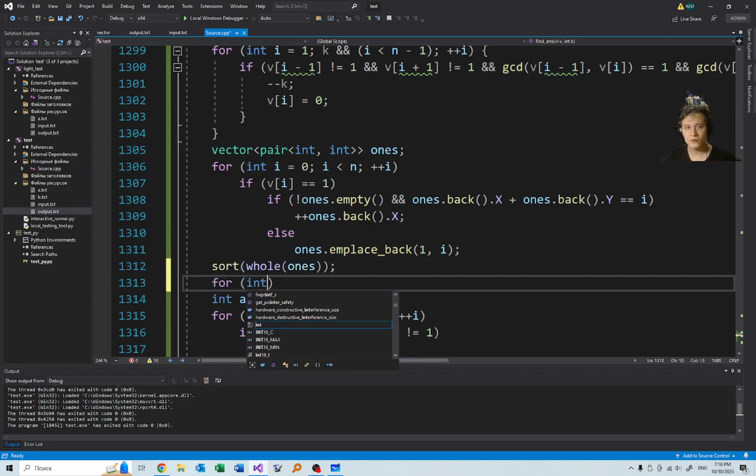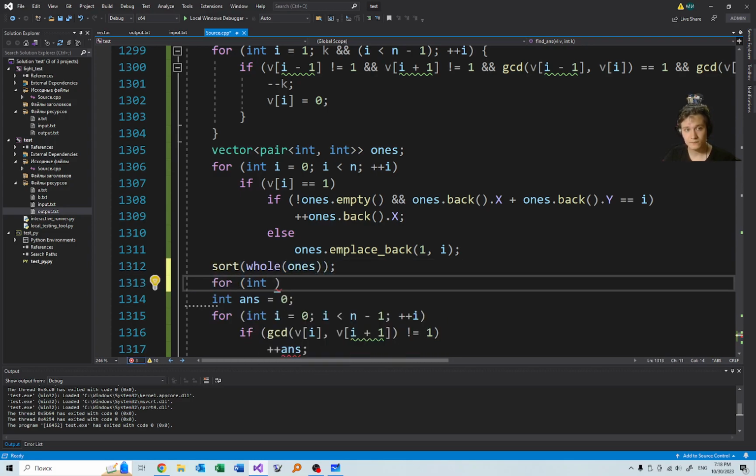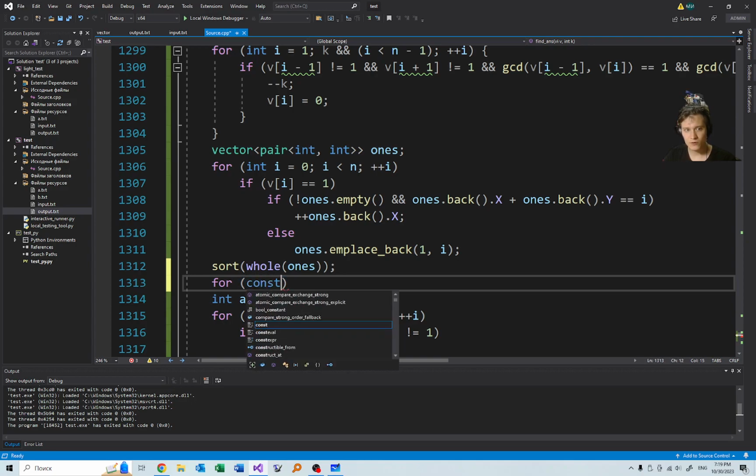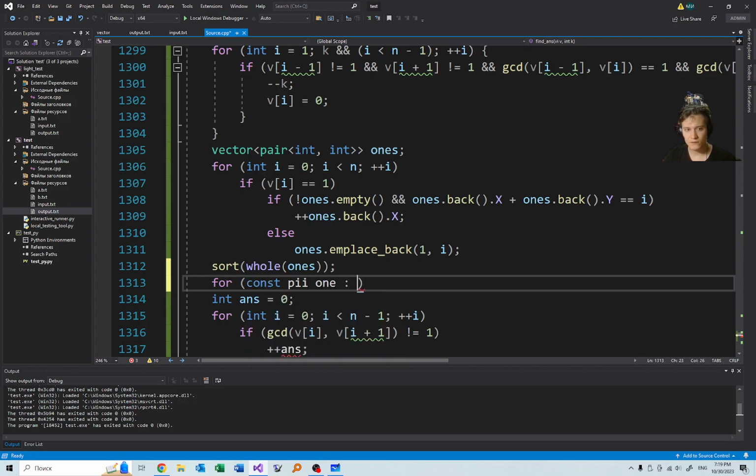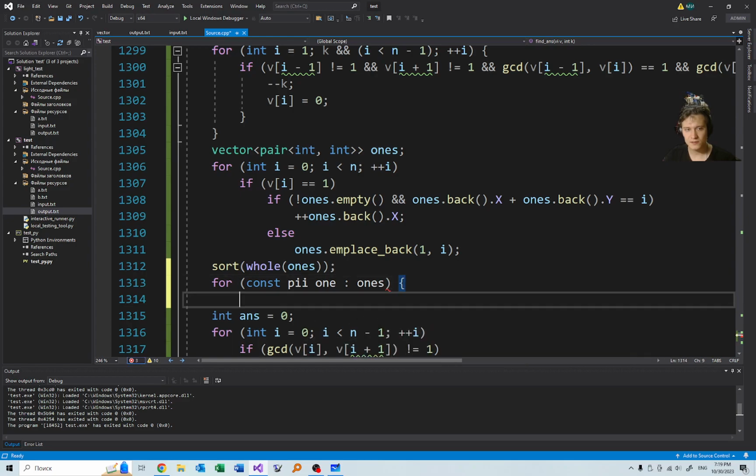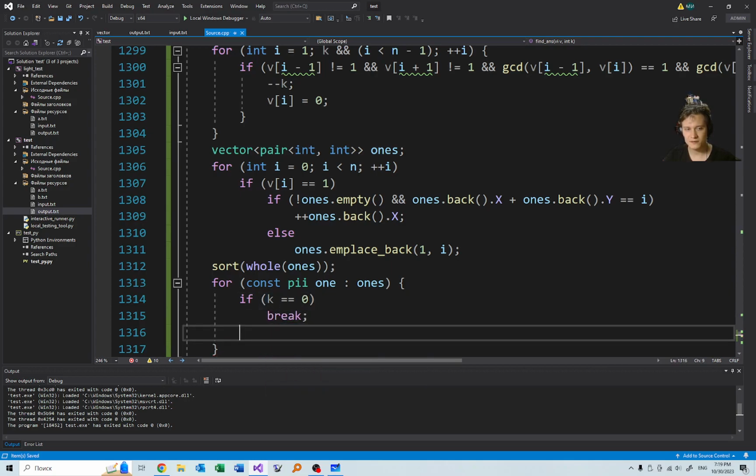Now we go through all the ones. So for const pii of ones, we do the following. So we say if k equals 0, then break. Then we iterate through all ones.